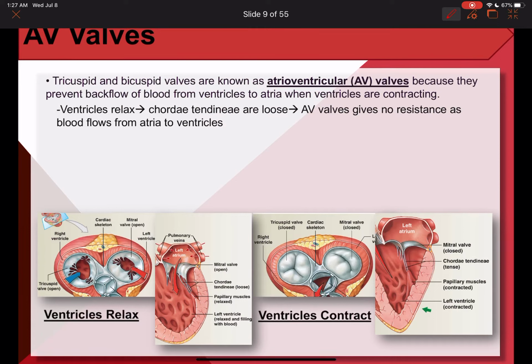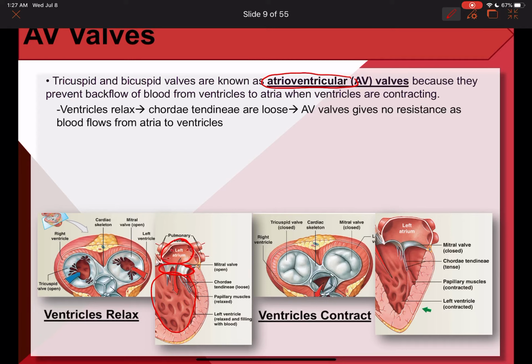So both the tricuspid and bicuspid valve, like I was saying, we group them into something called the AV valve, atrioventricular valve. That's because they sit between your atrium and your ventricle. This is your atrium, this is your ventricle, and these valves sit between them. That's why we call them atrioventricular valves, or for short, AV valves, and they prevent the backflow of blood from the ventricles back into the atria.